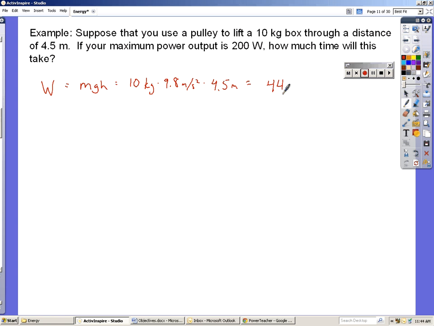And so the work that you do is 441 joules. Now when it says your maximum power output is 200 watts, that means that you are only capable of doing 200 joules of work in 1 second. So the time is going to be the 441 joules divided by the number of joules that you do each second. And that works out to be 2.2 seconds, which is pretty quick. Of course, 200 watts is also a very large power output for a person's arms.